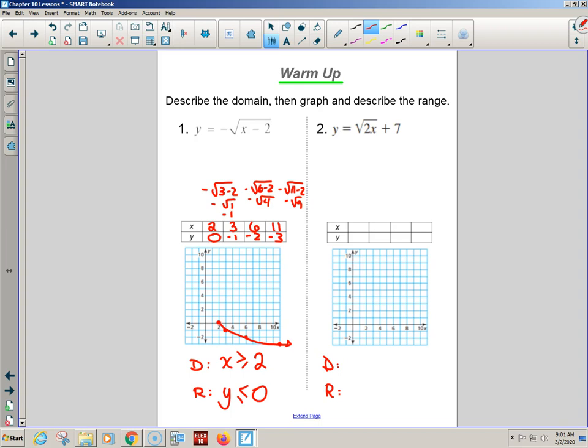So we have x being above or equal to 2, x being able to go to the right from 2, and y being able to go below 0. And that's it. Y can't go above 0, and x can't go to the left of 2.